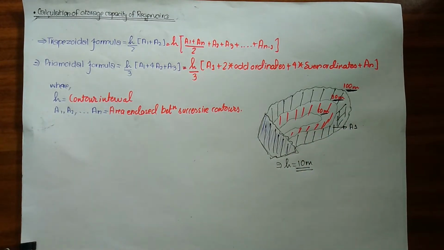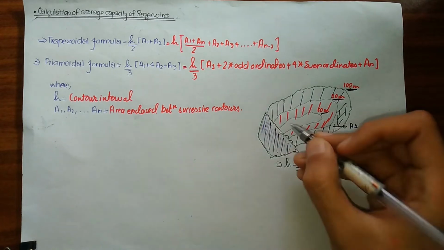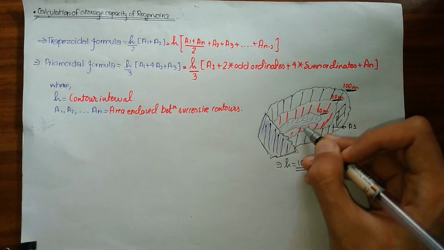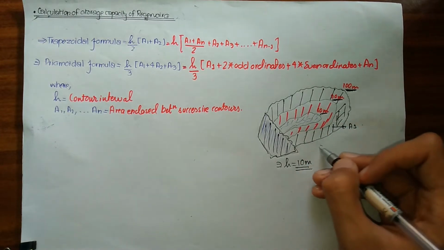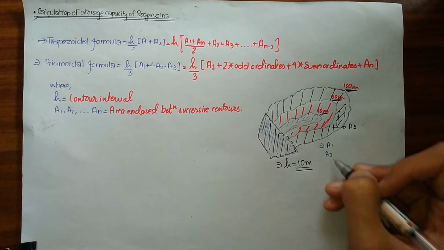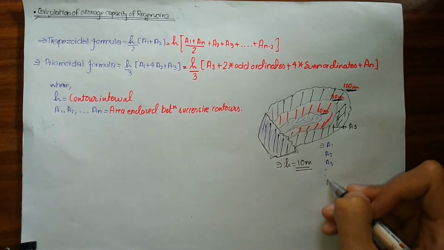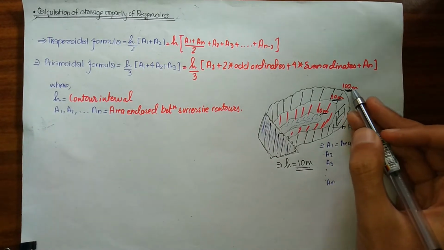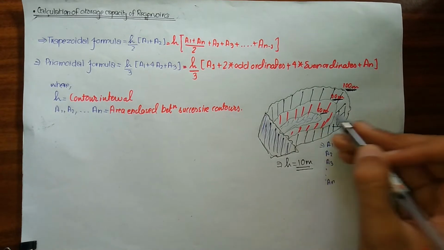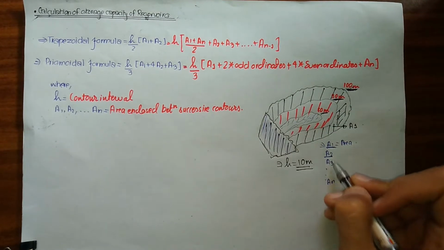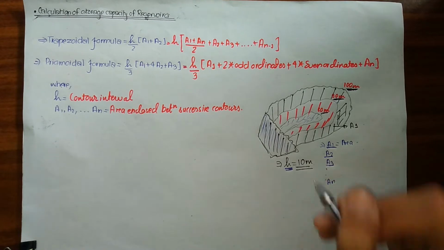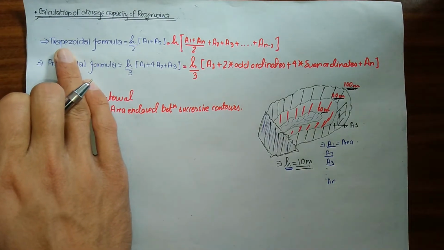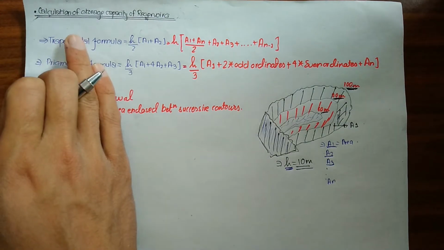And similarly, I might have many more contours. There might be a contour of 70 meter over here, and this is going to be my area between 80 meter and 70 meter. I'm going to denote them as A1, A2, A3 ... An. These are simply the areas enclosed between my successive contours, 100 meter and 90 meter, 90 meter and 80 meter. So using these areas and this contour interval in my trapezoidal formula and prismoidal formula, I can find my storage capacity.